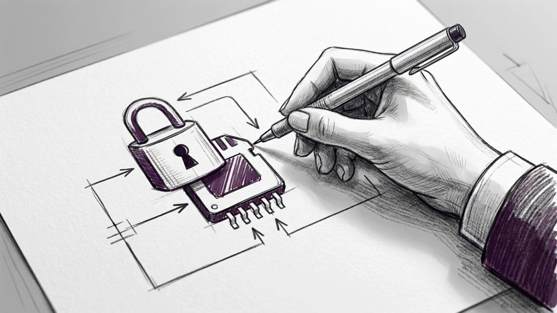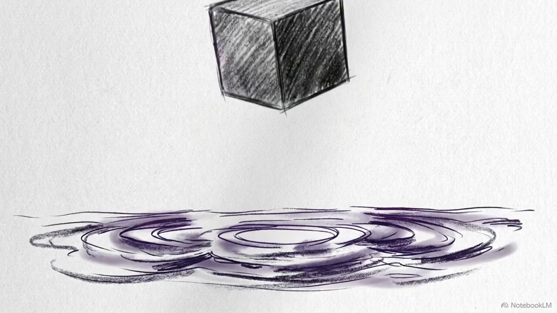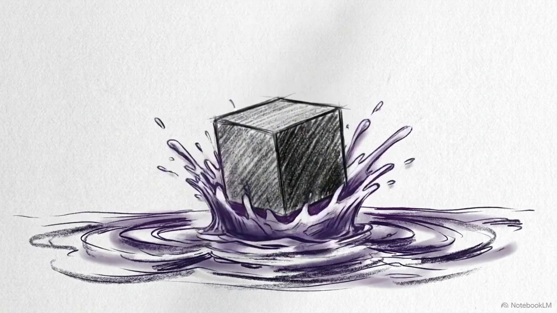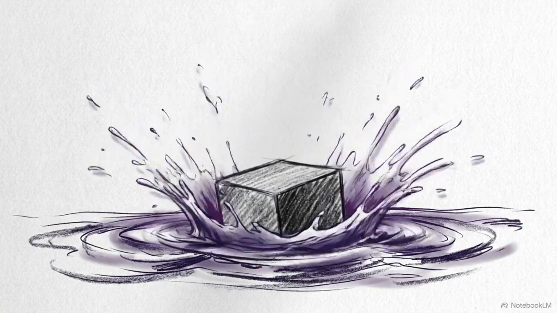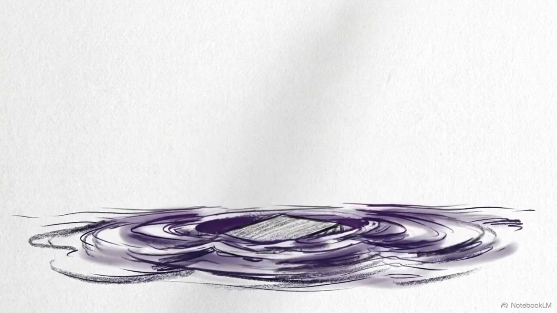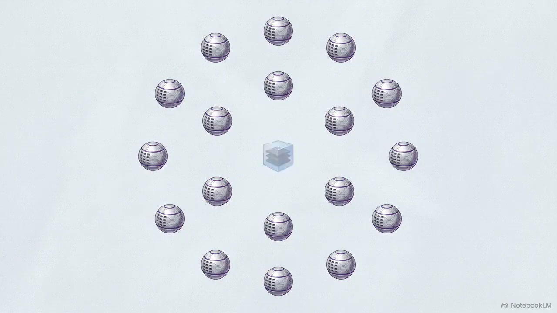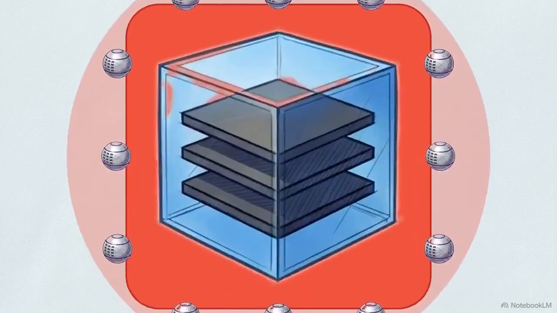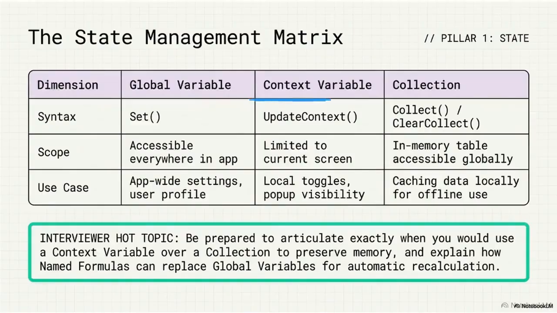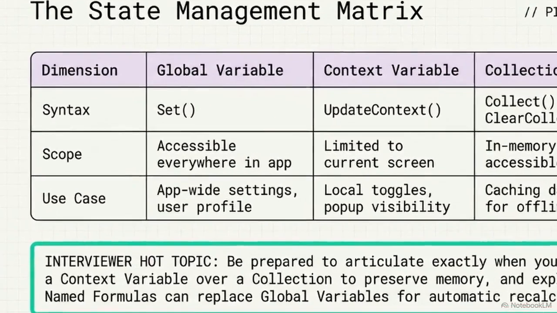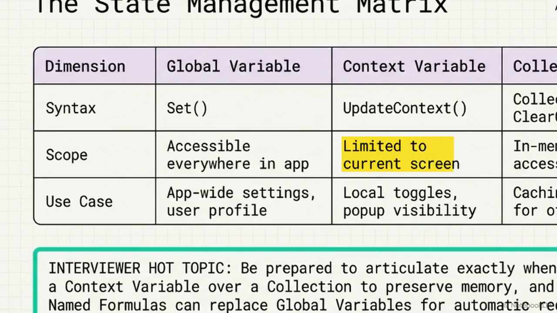Using Update Context Scope limits the variable scope exclusively to the current screen, dropping the memory load the second the user leaves. To push it further, you can explain how replacing global variables entirely with named formulas achieves automatic recalculation without manual state updates. Your choice of variable scope directly signals your capacity to protect application performance as the user base scales up. We can't talk about scaling without hitting the most frequently failed interview topic of all: delegation.